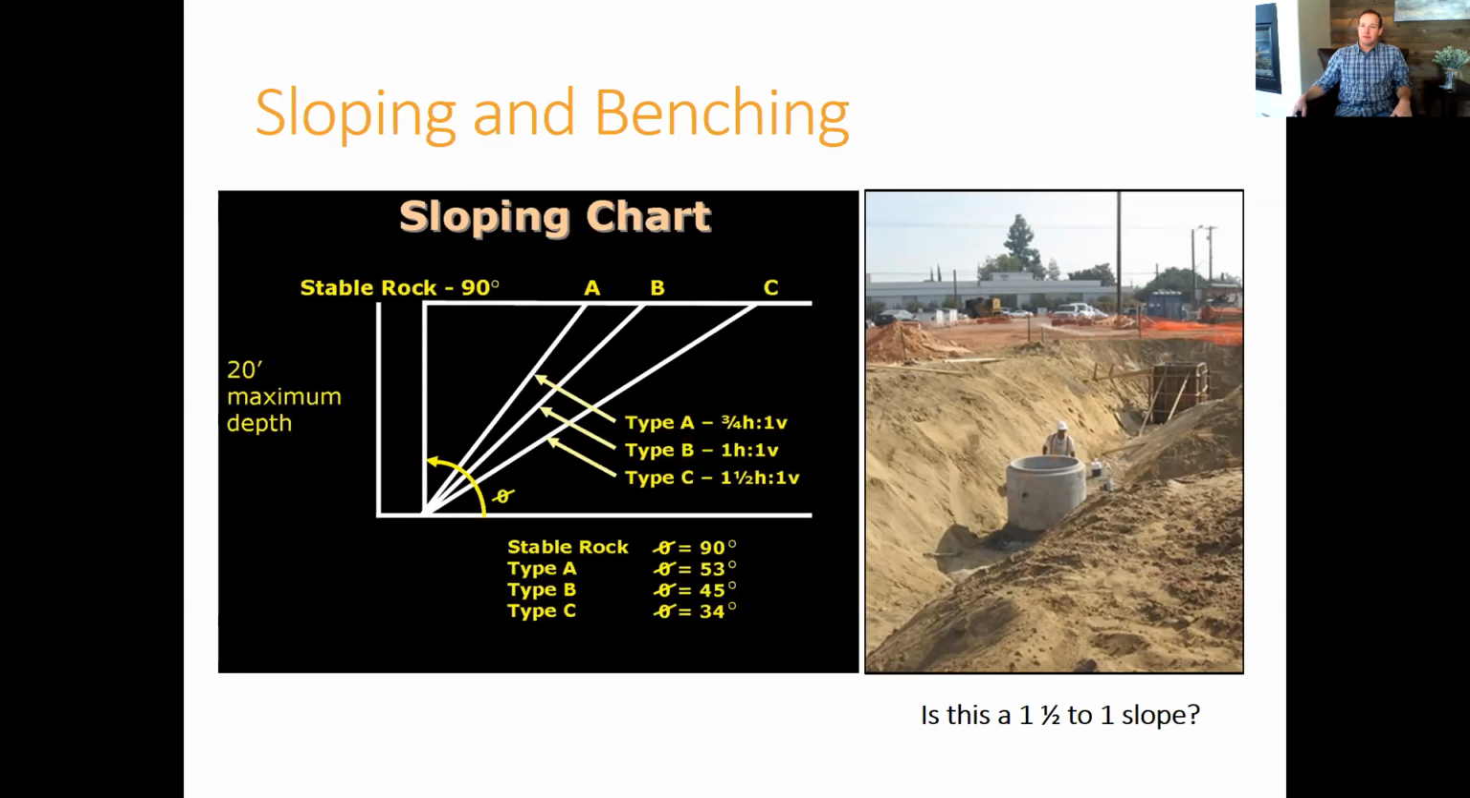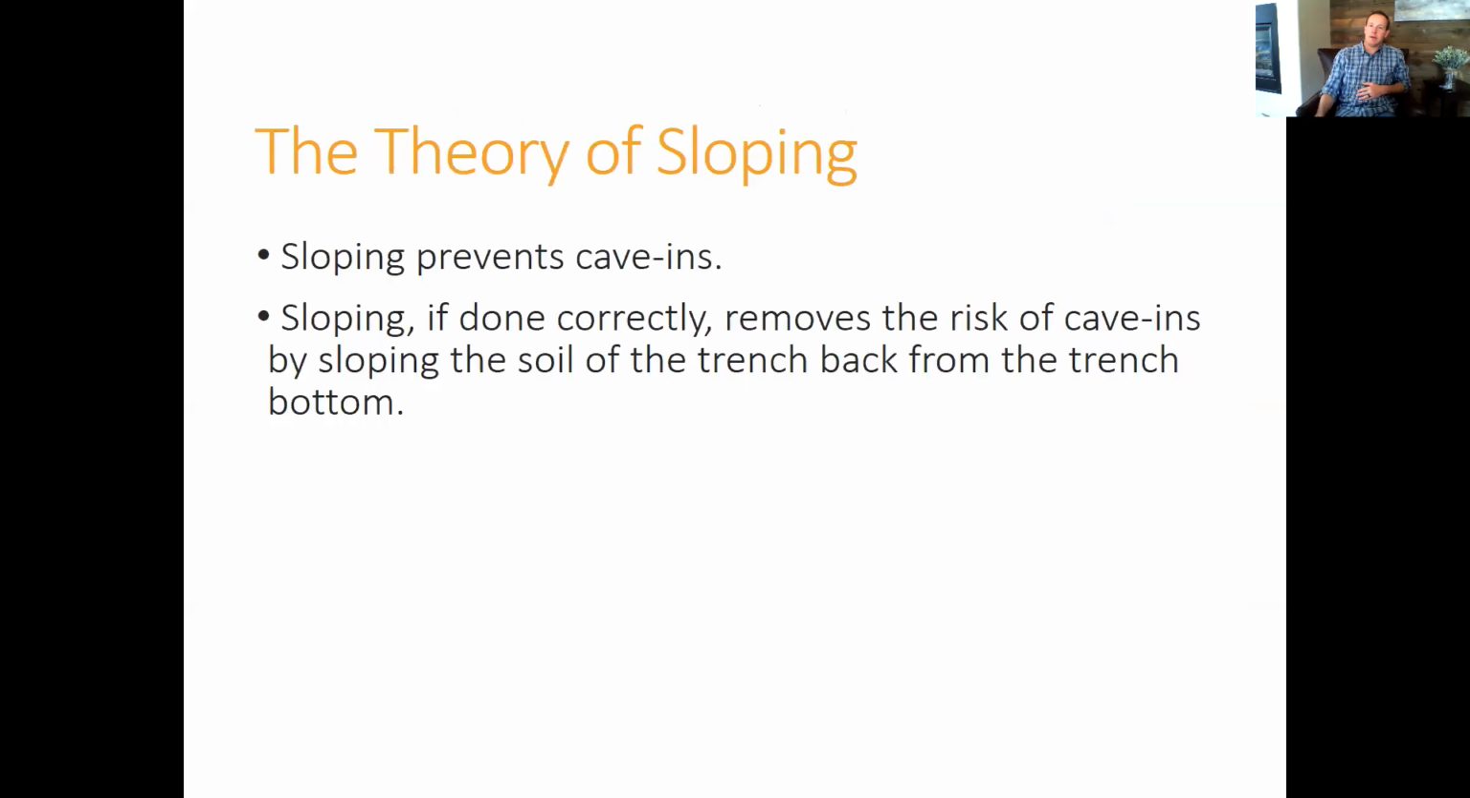This looks like a type C soil, doesn't it? So this being a type C soil, they need to be sloped back at 1.5 to 1. And to me, it looks 1 to 1 at best. So I don't think this is an acceptable situation on the right here, because we should be going back at 1.5 to 1.